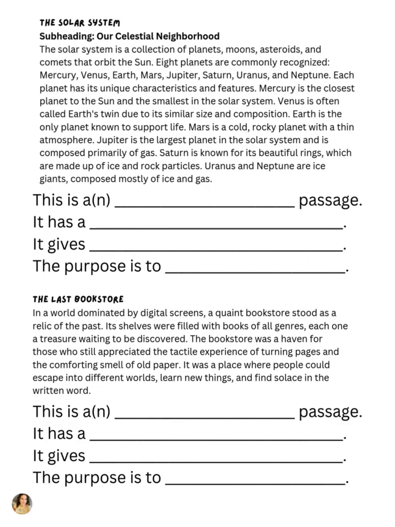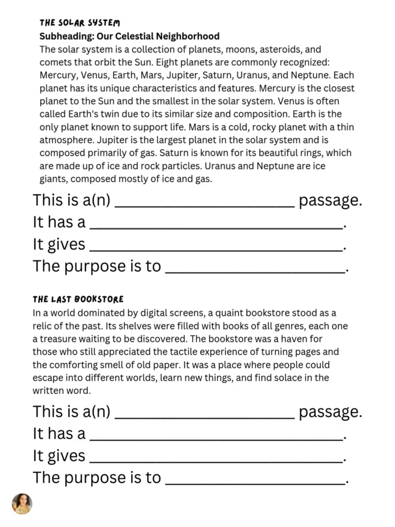Subheading, Our Celestial Neighbor. The solar system is a collection of planets, moons, asteroids, and comets that orbit the sun. 8 planets are commonly recognized: Mercury, Venus, Earth, Mars, Jupiter, Saturn, Uranus, and Neptune. Each planet has its unique characteristics and features. Mercury is the closest planet to the sun and the smallest in the solar system. Venus is often called Earth's twin due to its similar size and composition. Earth is the only planet known to support life.